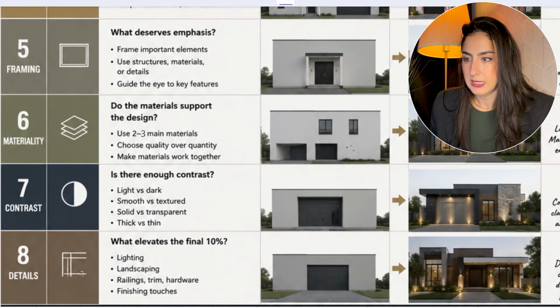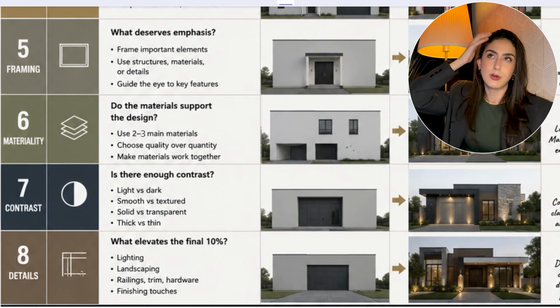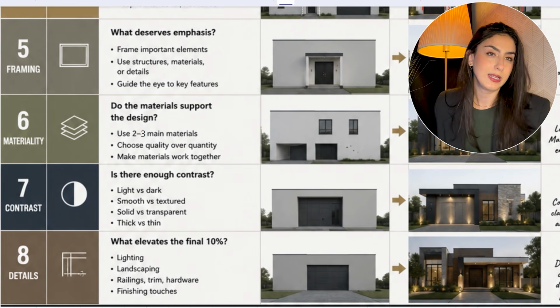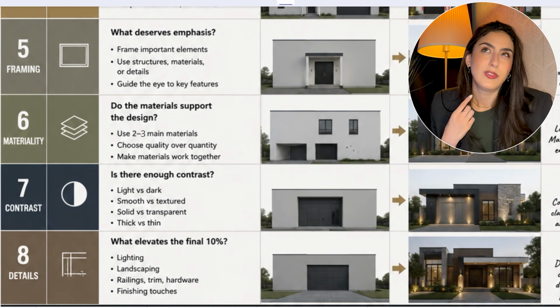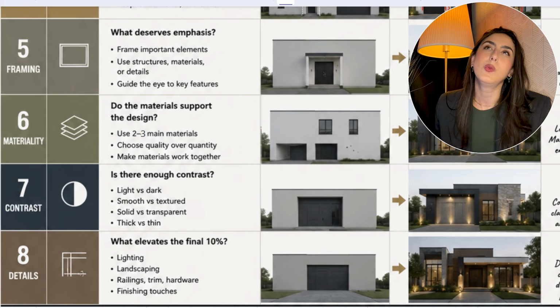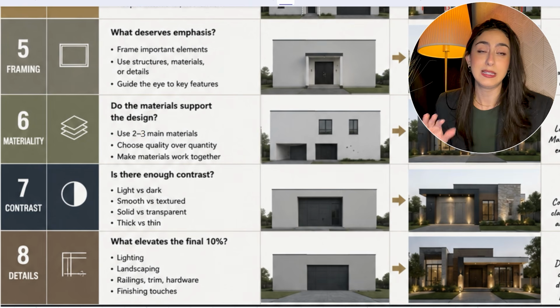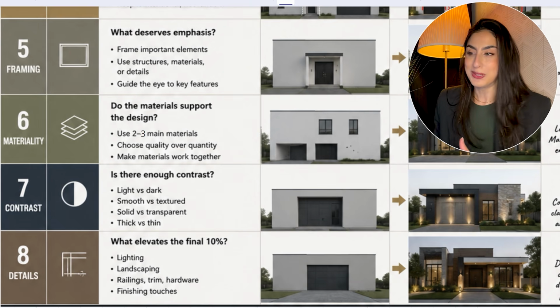Number 8, we're going to talk about details. Okay, so details here, we're talking about trims of the windows, lighting, railing, just these little details like sconces and stuff. And sometimes clients always get so obsessed with these things, and this is really the last thing you should be thinking about. Architects actually end here, but a lot of people start here.